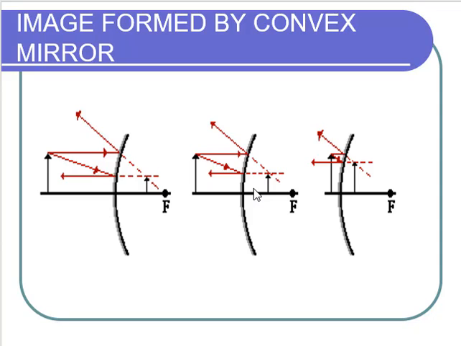So these are other drawings or other illustrations wherein you can see here that all the images are smaller than the object and it's upright and it's always virtual for the case of convex mirror.